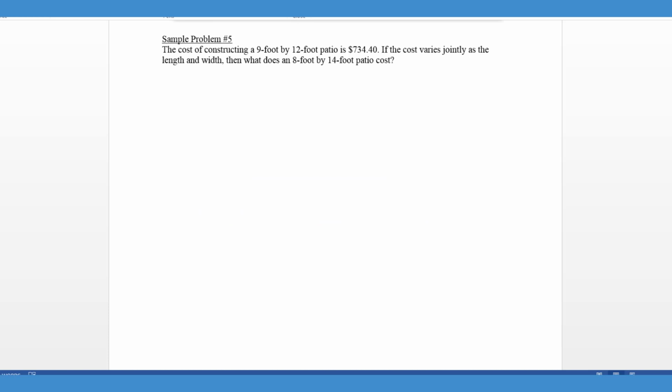Okay, so we start by giving us a cost of constructing a 9 by 12 foot patio, and it tells us that the cost varies jointly with the length and the width. And so we were given the length and the width, we were given a cost. So the cost varies directly or jointly with length and width. So we have our constant of variation there. And now I just basically take the information that's given and plug it in.